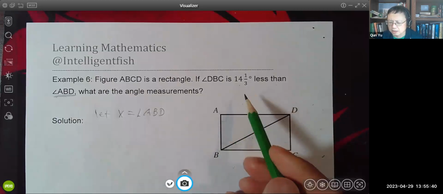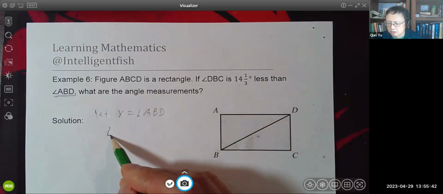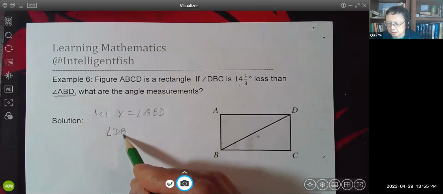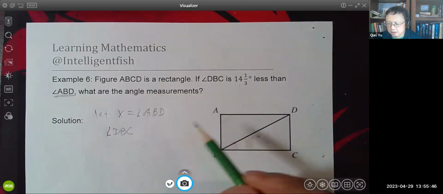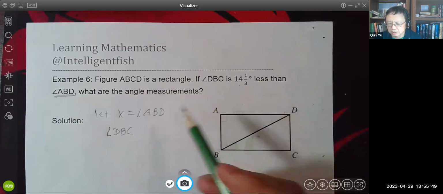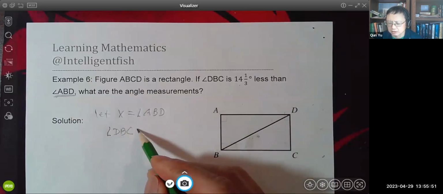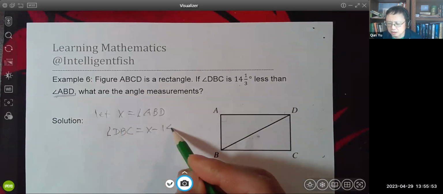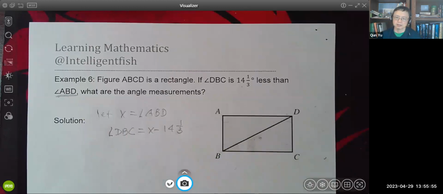Then what is angle DBC? DBC is 14 1/3 degrees less than this, whatever this is. So this is x minus 14 1/3. This way we represent both angles. You see the general approach: after we understand the information, we want to represent the unknowns, and after that, we can set an equation according to the information given.